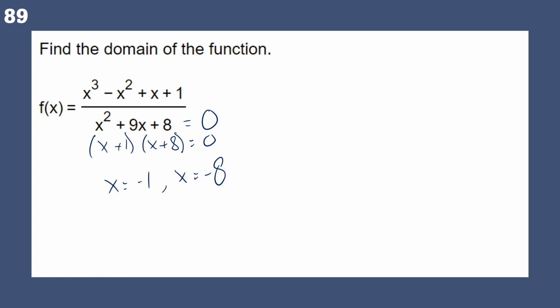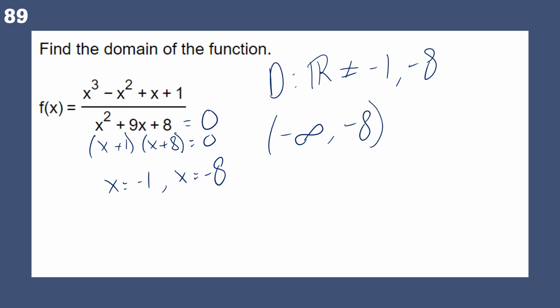So my domain is all real numbers not equal to negative 1 or negative 8. If I needed to write that in interval notation, I would say you can start all the way at negative infinity and go all the way to negative 8, but then skip negative 8 and pick up on the other side of negative 8. Go all the way until you get to negative 1, then skip to the other side of negative 1, and go all the way to infinity.